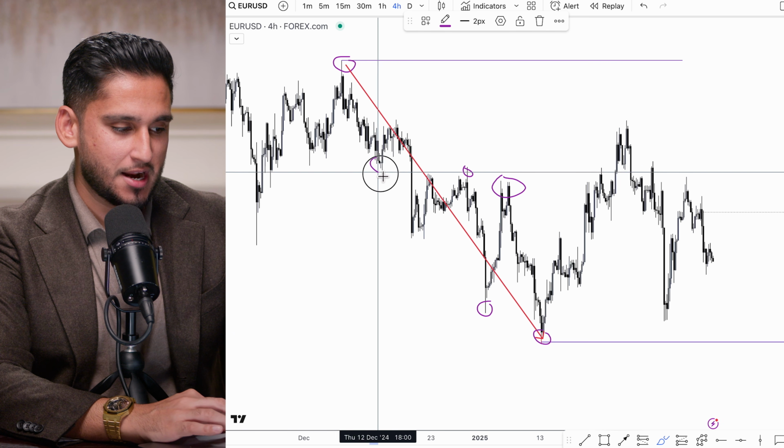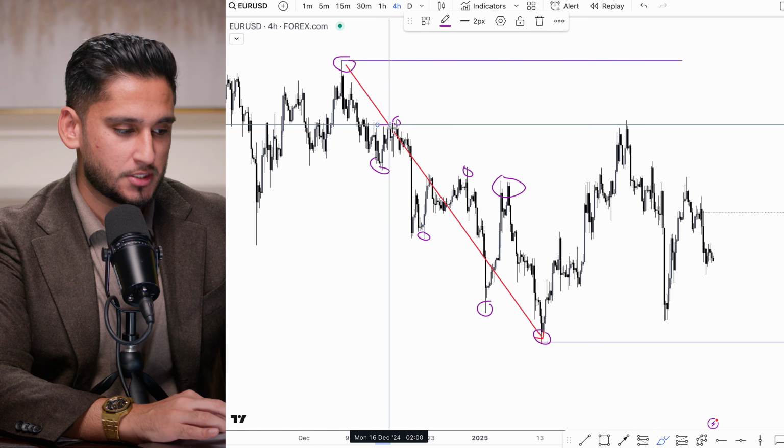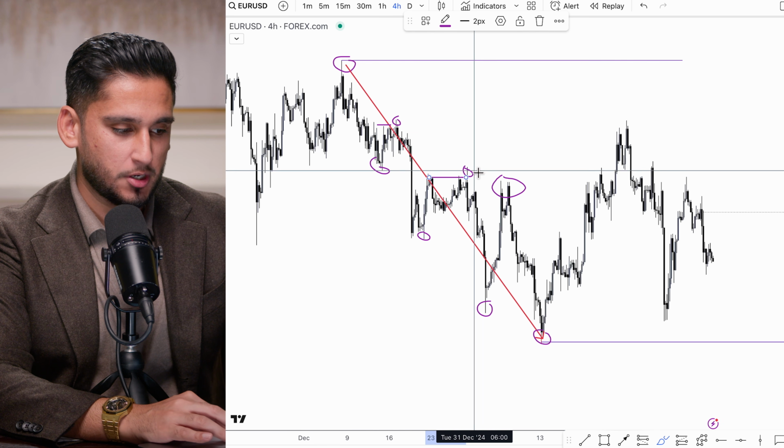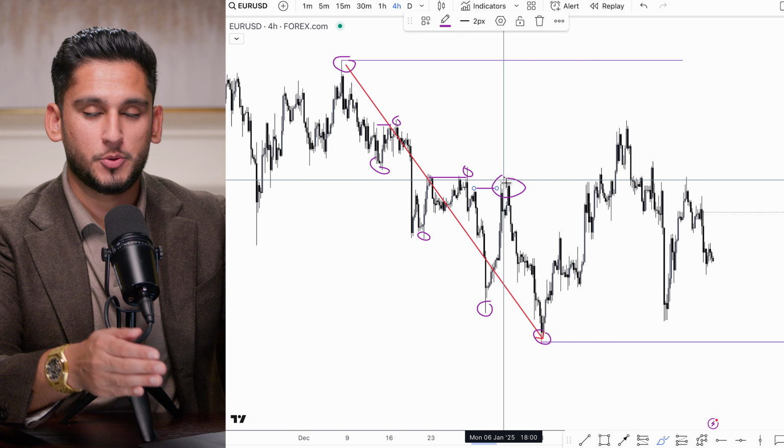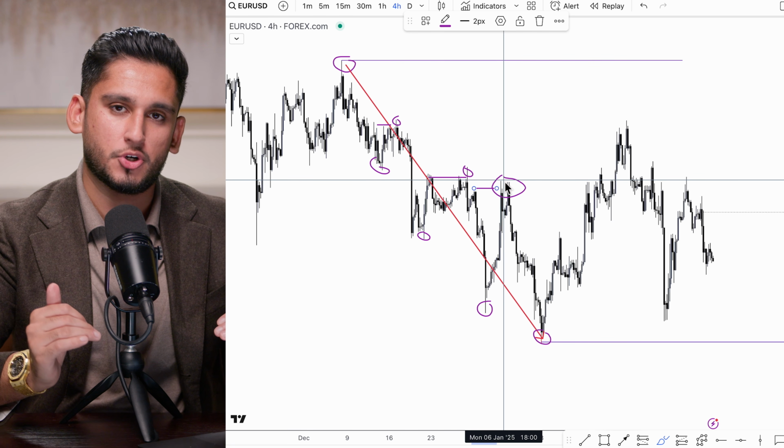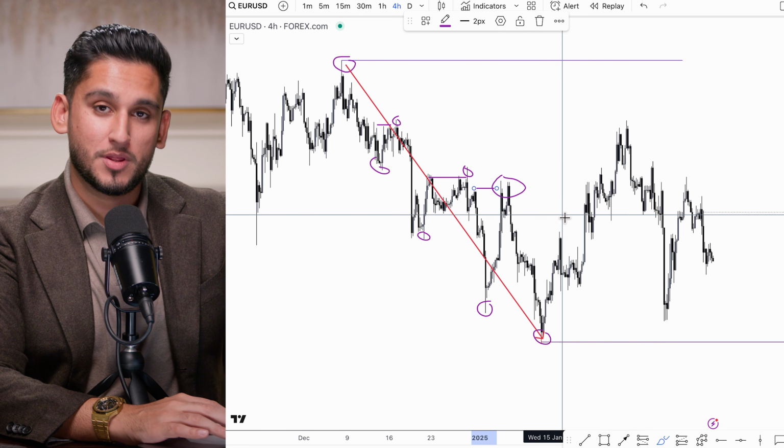So when we mark all of these areas out and we start to realize that this was an inducement right here, this was a build up and inducement right here, this was an inducement right here. The sellers are clearly in control because they are doing inducements that are leading to internal structure and within the dealing range and within the trading range.